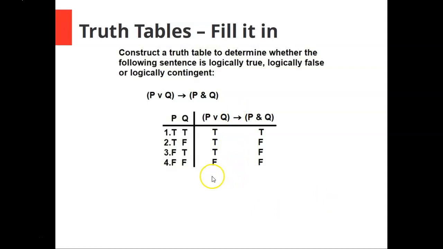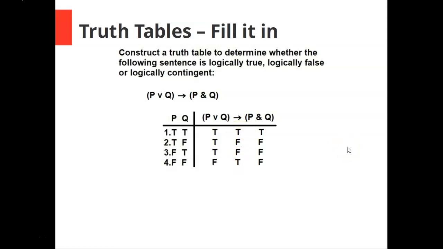The antecedent is over here in this column. The consequent information is over here in this column. And we apply the rule, a conditional is only false when the antecedent is true and the consequent is false. You have true, true, true, false, false, false. So lines 2 and 3 are the only lines in which you have a true antecedent and a false consequent. So the column here is going to be true, false, false, true.